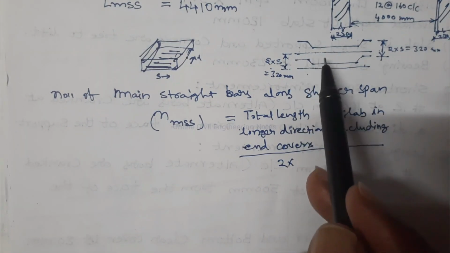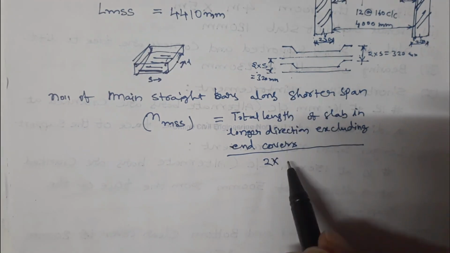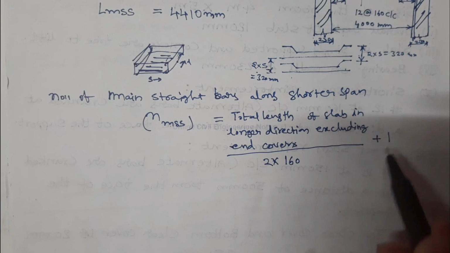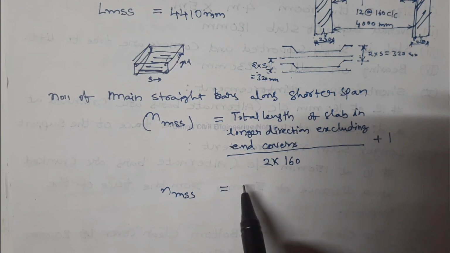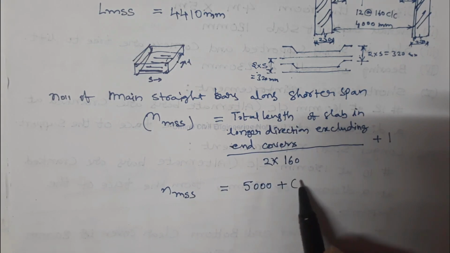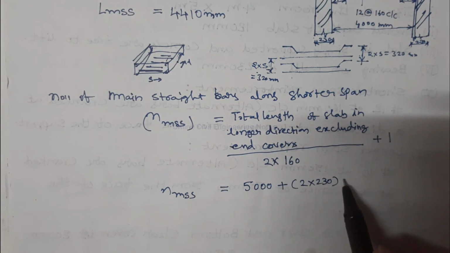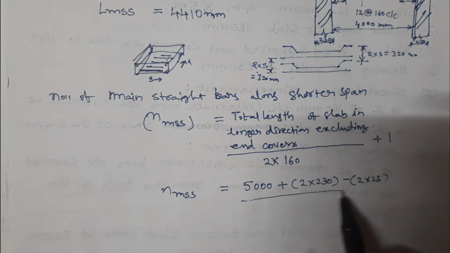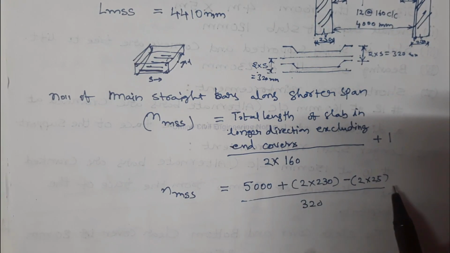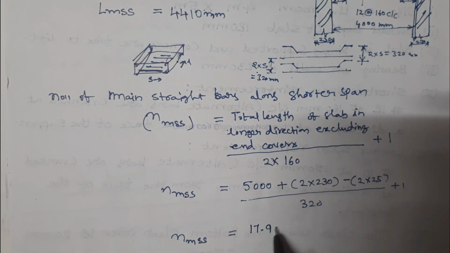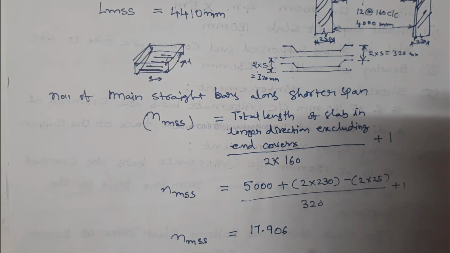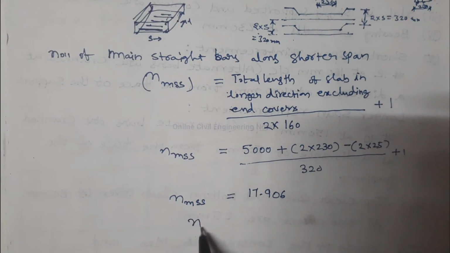See, this is the arrangement of straight bars as well as cranked bars. 2 into spacing given is 2 into 160 mm, plus 1. Clear span in the longer direction is 5 meters, that is 5000 mm, plus 2 into bearings minus 2 into end covers, divided by 2 into 160, 320, plus 1. 17.906 numbers are required, so we can provide 18 numbers.